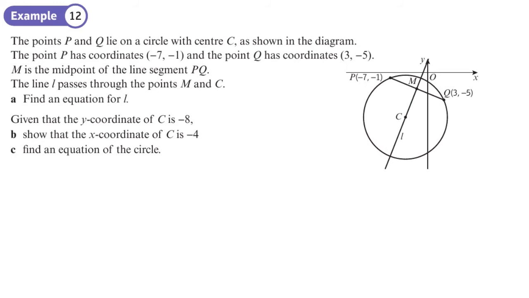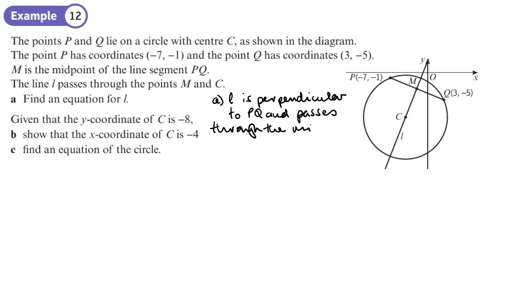Part A, find an equation for L. So L, the line L, is perpendicular to PQ, so we can find its gradient, and it passes through the midpoint of PQ. So let's just write that down, part A. So L is perpendicular to PQ and passes through the midpoint of PQ.